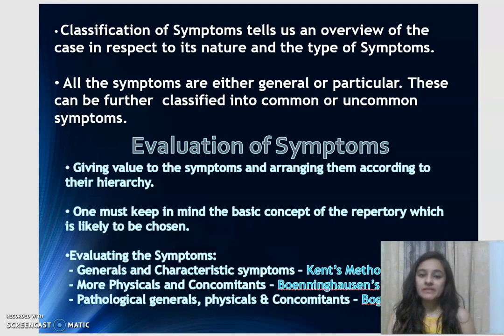One must keep in mind the basic concept of the repertory which is to be chosen. For example, if you are using the Kent method, if you are using Kent repertory, we have to keep in mind that we put the mental symptoms, mental generals first, and then the physical, and then the particular generals. Likewise, in Boenninghausen and Boger, we have to follow the basic principles. So, when we have more physical and concomitant symptoms, then we use the Boenninghausen method. And when we have more pathological generals, physicals, and concomitants, we use the Boger method.